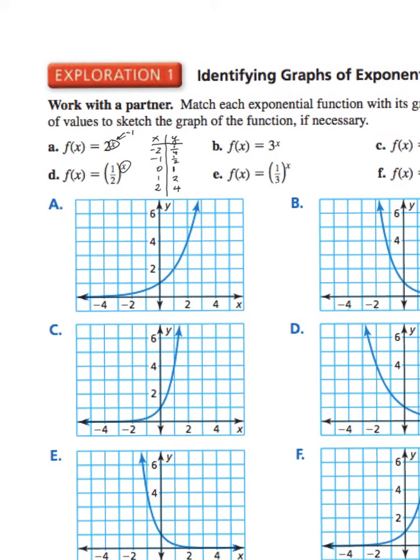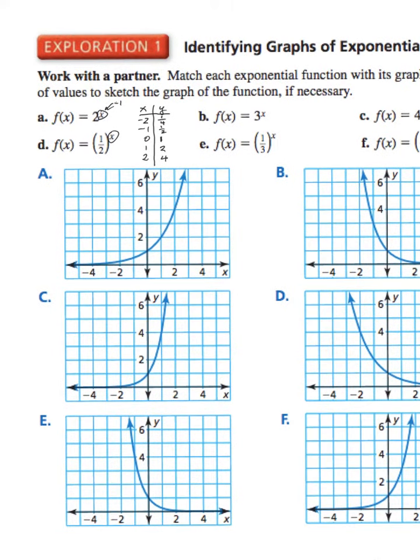So we're looking for -2, 1/4, all right, and -1, 1/2, 0, 1, and notice that everyone has a 0, 1. That's because anything to the 0 power is 1. And then this thing starts shooting up: 1, 2. Does anyone see a place where this graph does this? I'm looking at A right now because I can see the 1, 2 there.